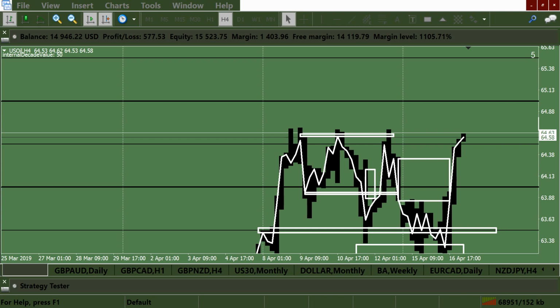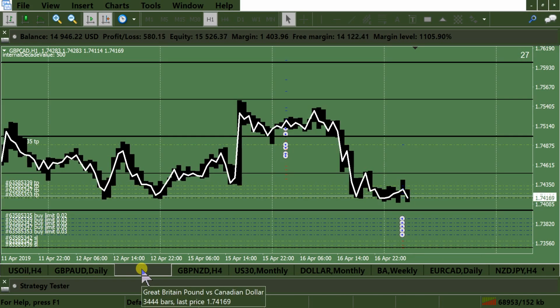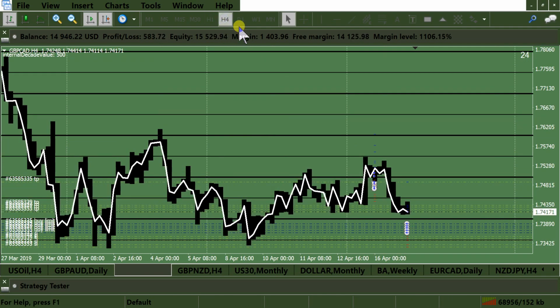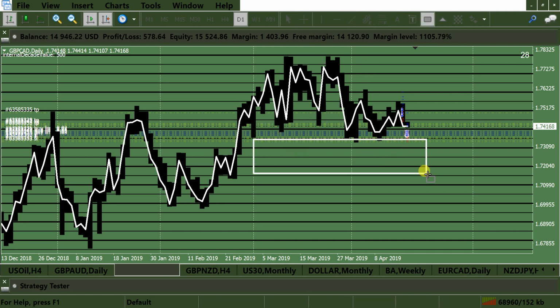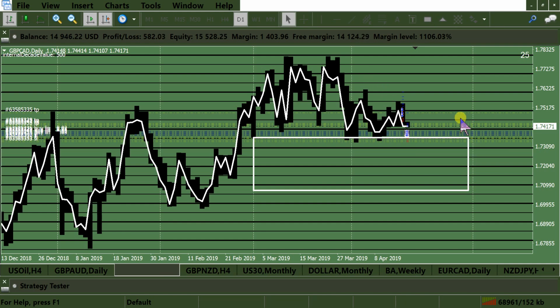So the numbers are in, and boy, this pound CAD looks like we're going through the floor here on pound CAD. Wow, that's kind of scary. Here, look at this giant hole. So it looks like the pound's going to get creamed by the CAD.